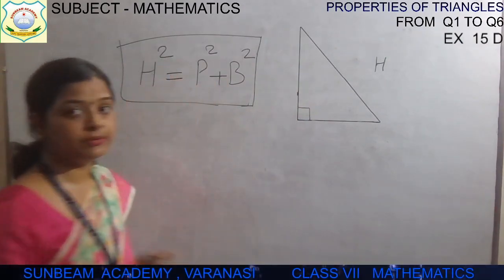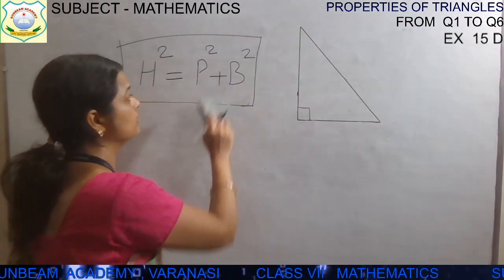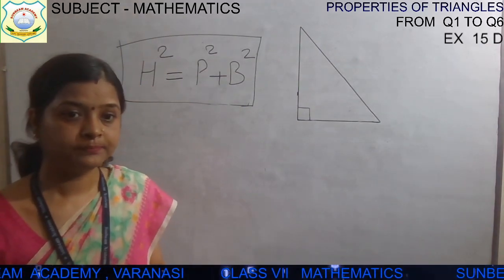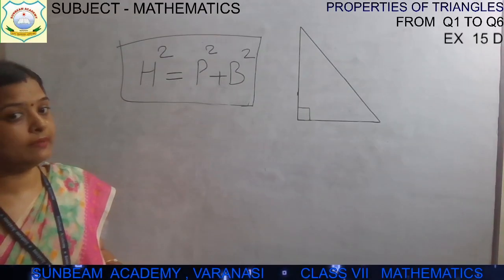Now let's see with the example. Let's see the question first, and then we will use this particular formula. See the question, children. Question is, find the length of hypotenuse of a right triangle, in which the other two sides measure 9 centimeter and 12 centimeter.